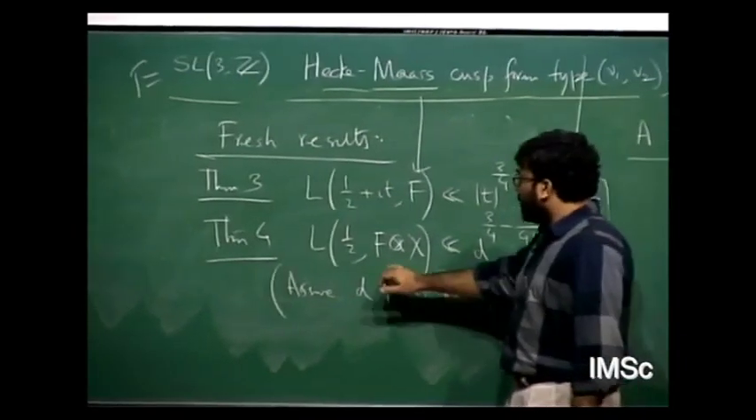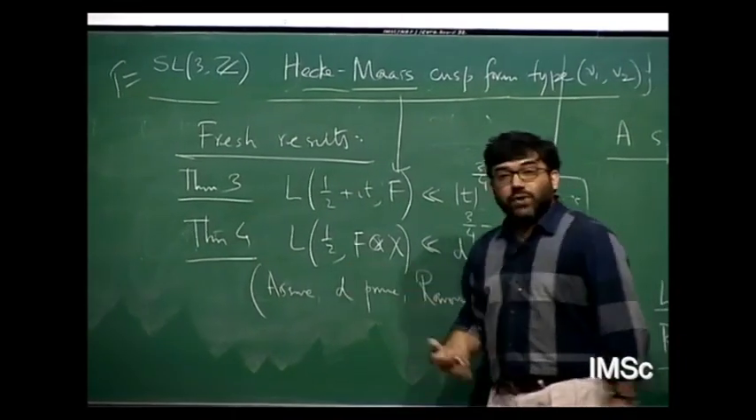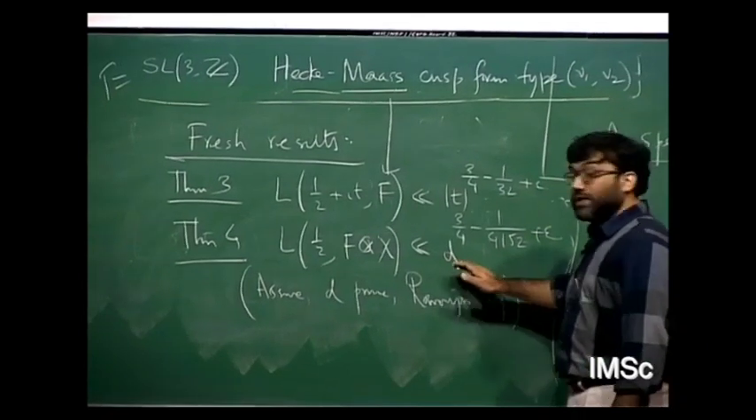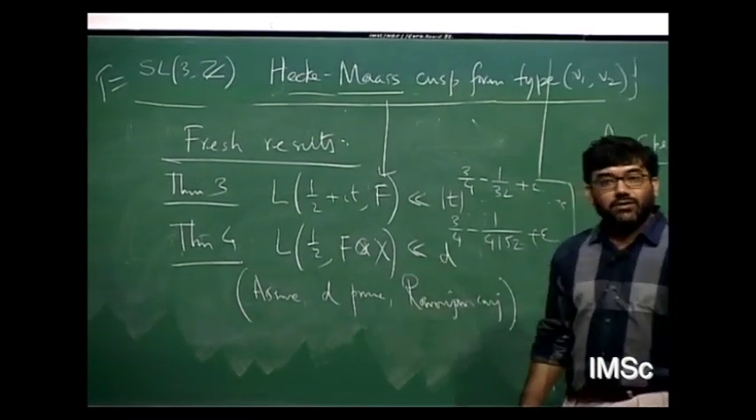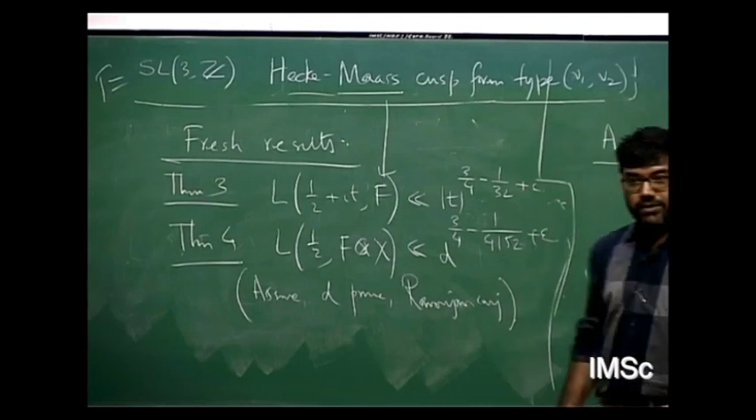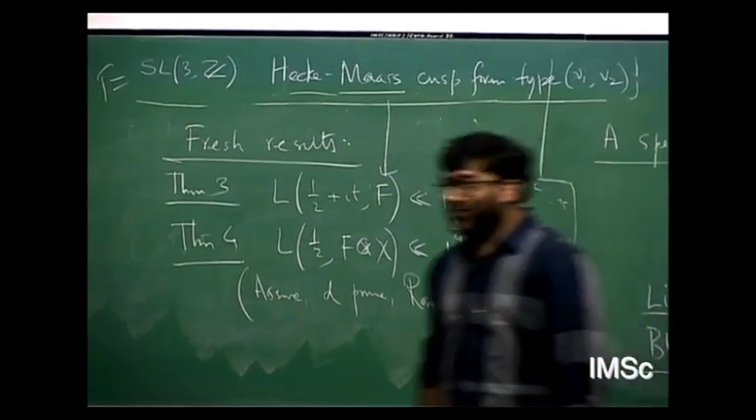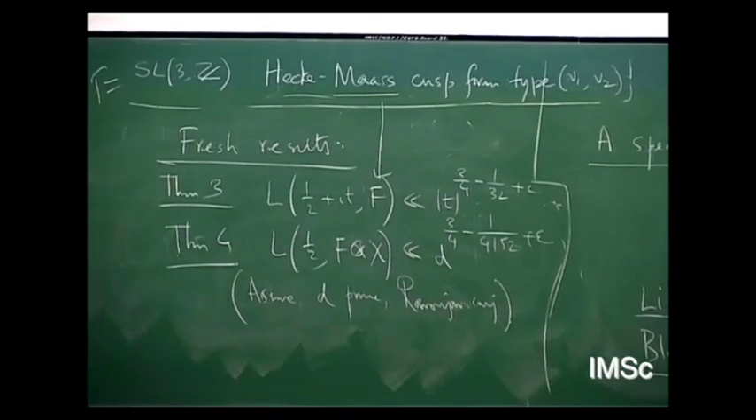So in particular, if you take f to be the symmetric square of a holomorphic form, for which you know it already, then you have this unconditionally for any chi, not necessarily quadratic. Okay, so that extends the result of Blomer. And I have no time to present the proof. Okay, thank you.